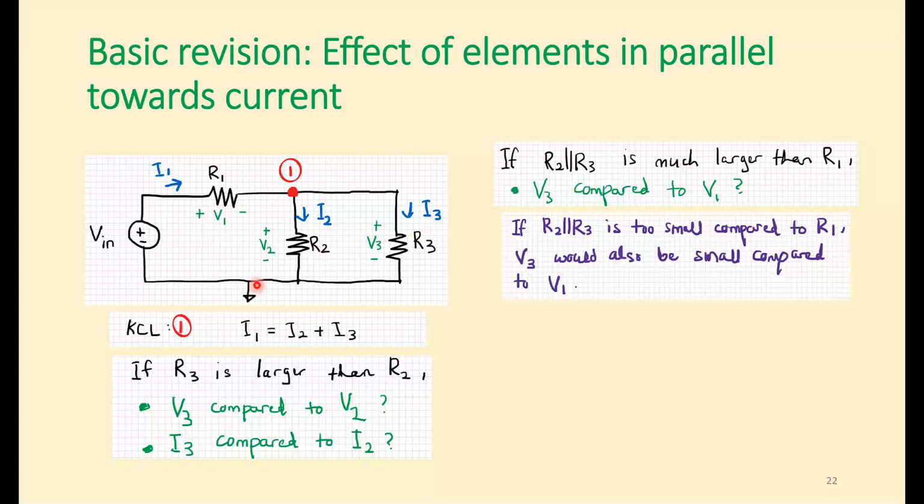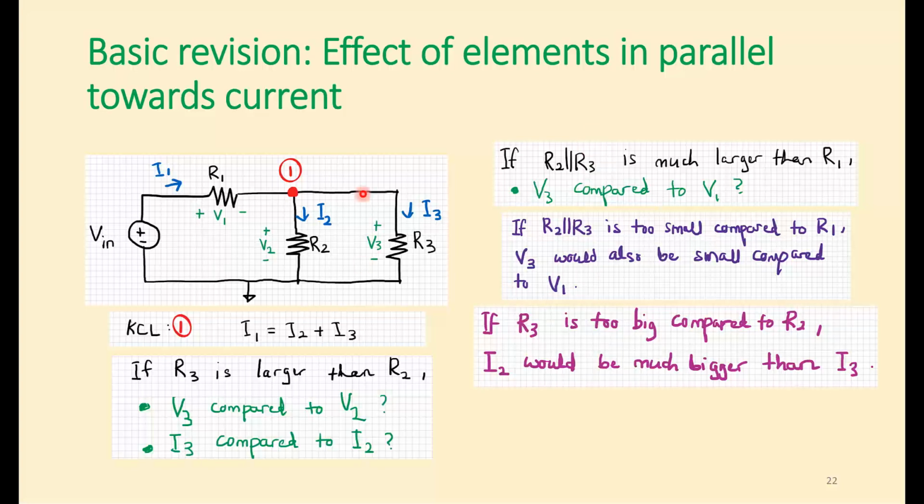Another thing that you should be able to see is, if R2 and R3, which are in parallel, are both too small compared to R1, V3 would also be small compared to V1. It's just the opposite of what was said in the previous point. Another point is that if R3 is too big compared to R2, I2 would be much bigger than I3. If R3 is so big, more current will flow through R2.